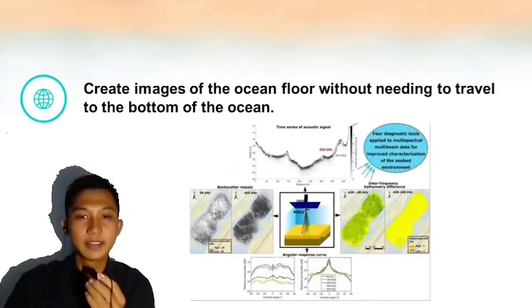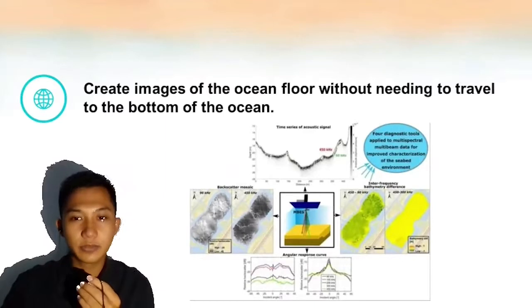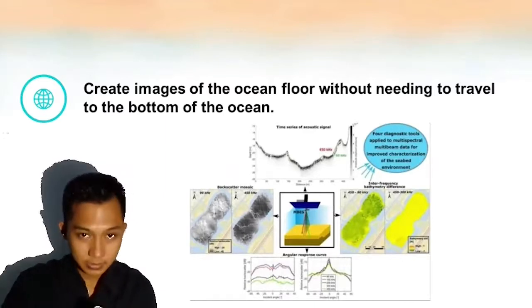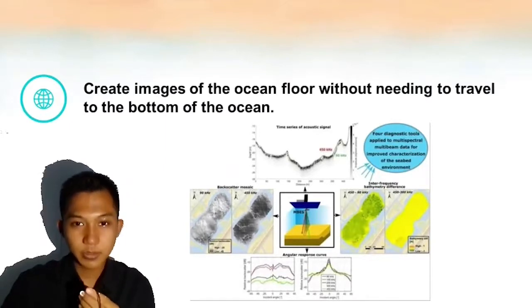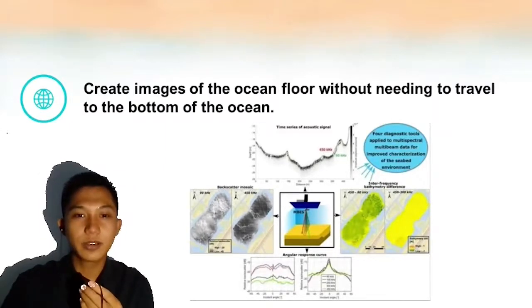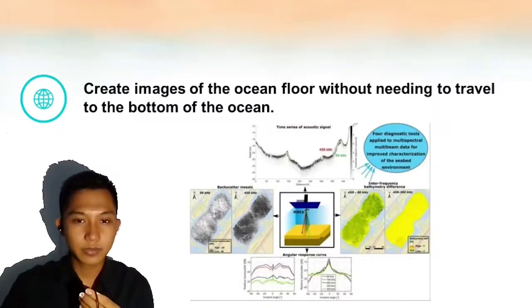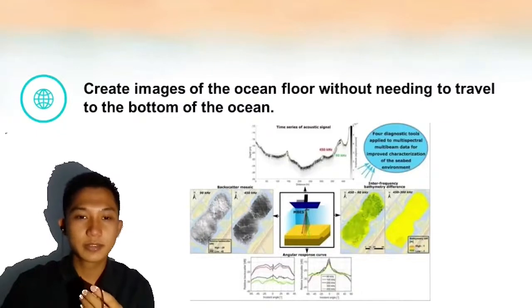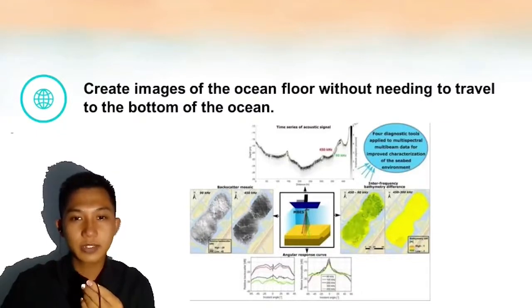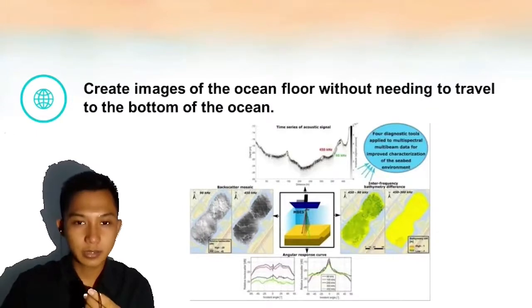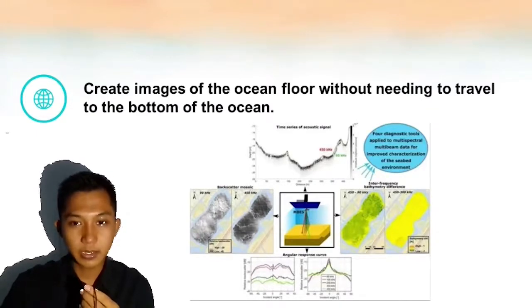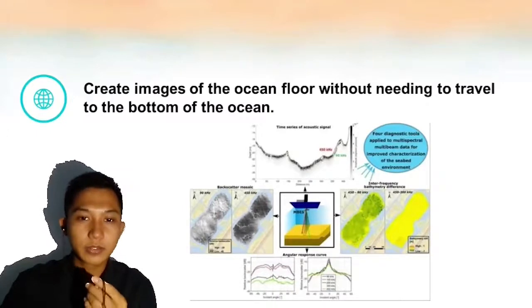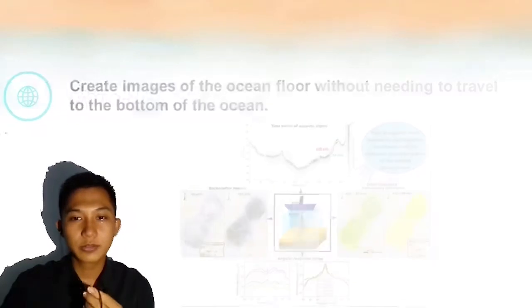The second is creating images of the ocean floor without needing to travel to the bottom of the ocean. In addition to seeing the Earth's surface with a wide scope, remote sensing is also able to see the underwater surface without having to dive into the sea. The concept is the same as taking photos with satellites, only the electromagnetic waves used are not sunlight, but sound waves or sonar.